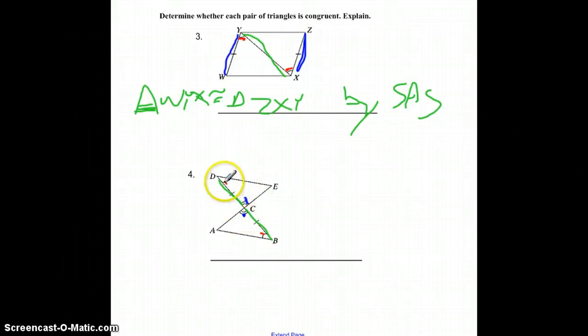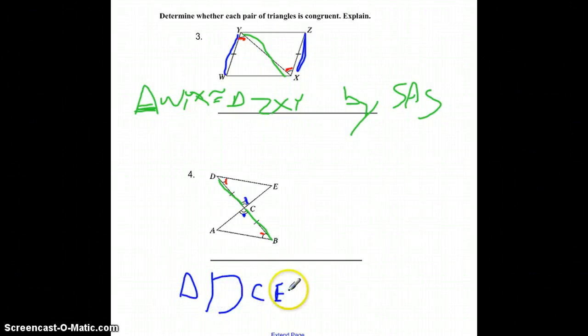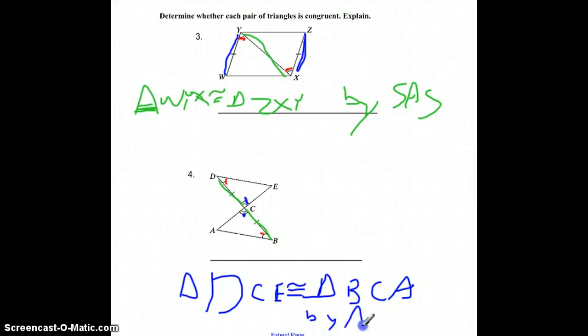If you look, angle, side, angle. Starting with the red. Angle, side, angle. So they are congruent. So triangle DCE is congruent to triangle BCA by angle, side, angle.